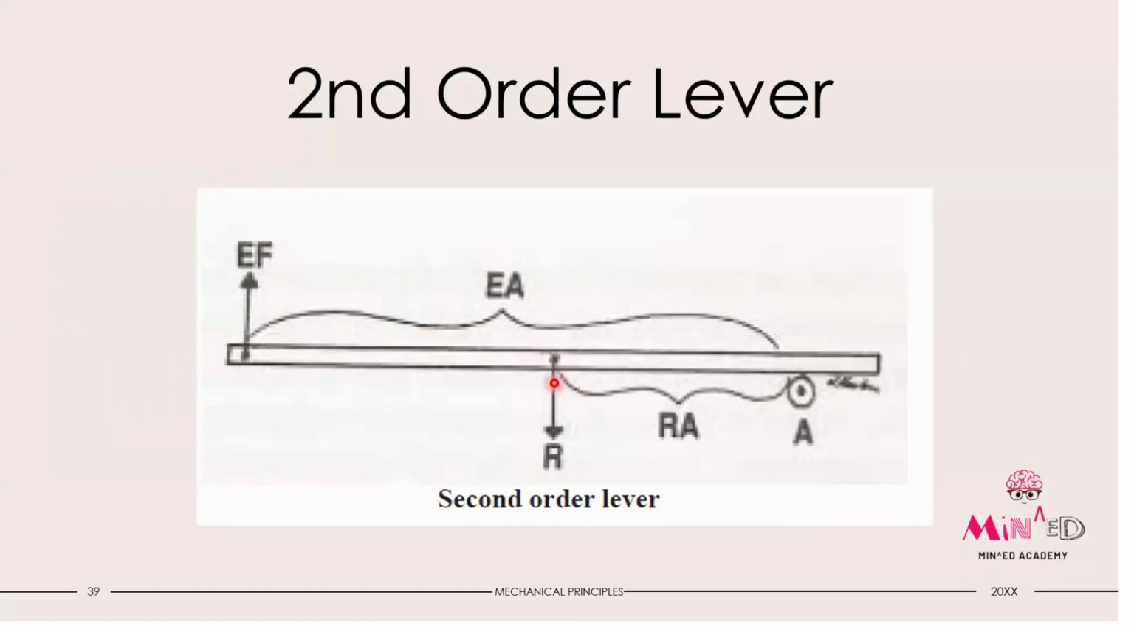Here, as you can see, we have the fulcrum, and the resistance or load is in between the fulcrum and the effort applied. The distance between the effort and the fulcrum is the effort arm, and the distance from the fulcrum to the resistance is called the resistance arm. Here the effort arm is greater than the resistance arm, so the mechanical advantage will always be greater than 1.